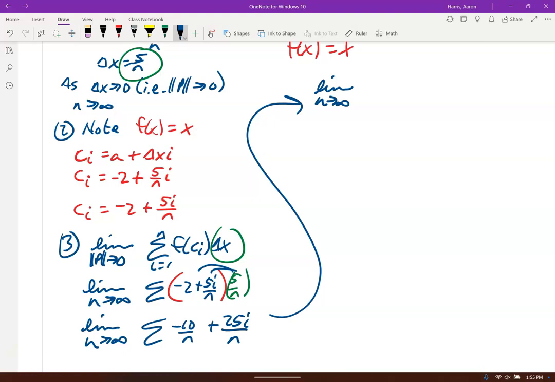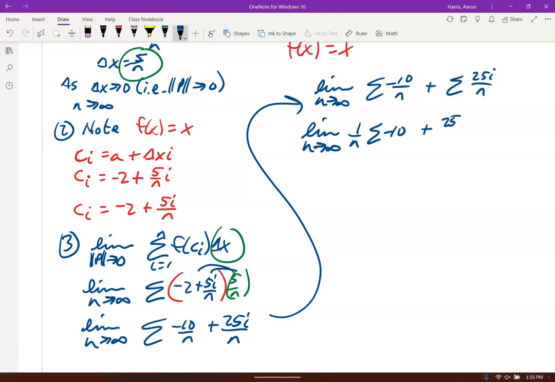So we got the limit as n goes to infinity. Now let me break it up into negative 10 over n plus 25i over n squared. And so we've got limit n goes to infinity. Let me put the 1 over n in front of negative 10 plus 25 over n summation of i. So that's an n squared. Oops, that's an n squared right there. My bad.